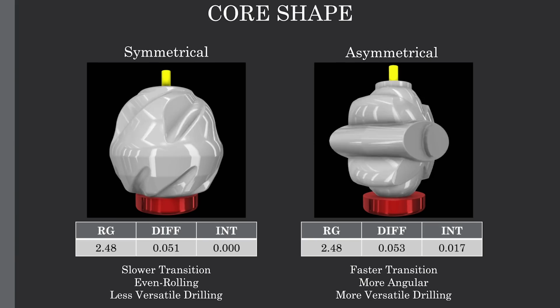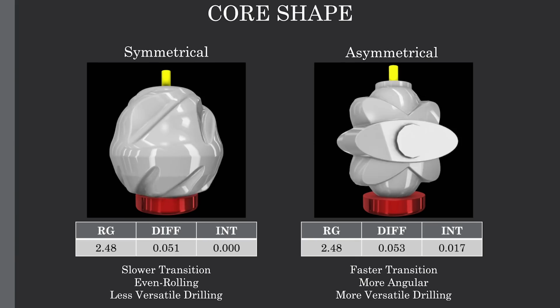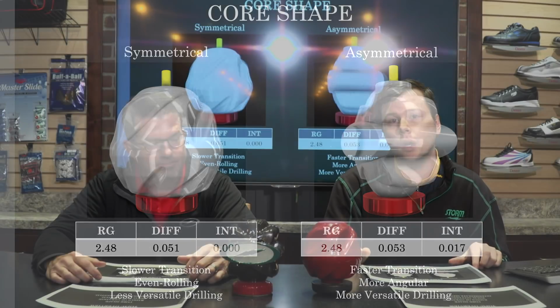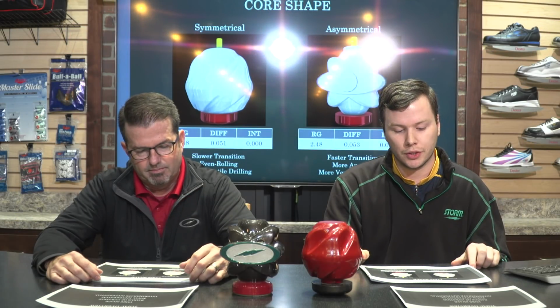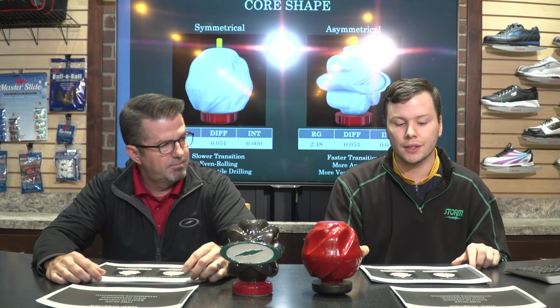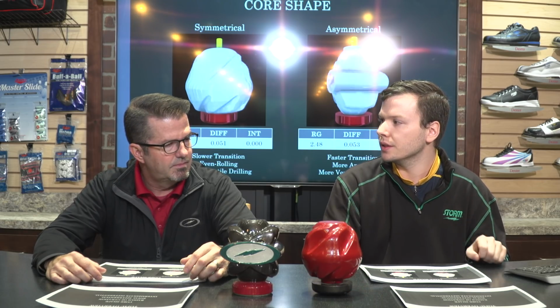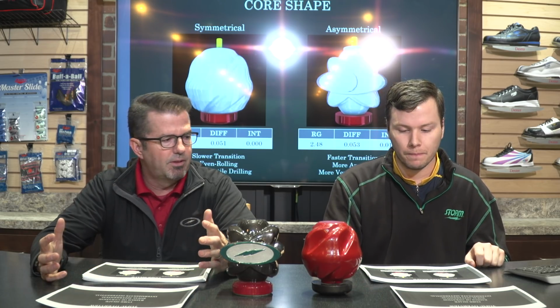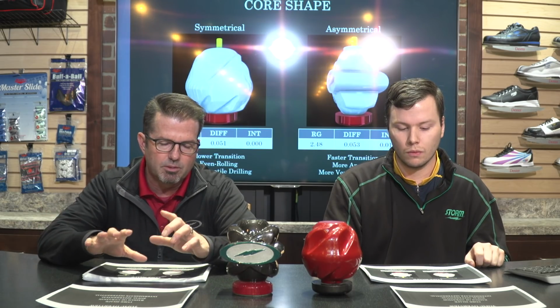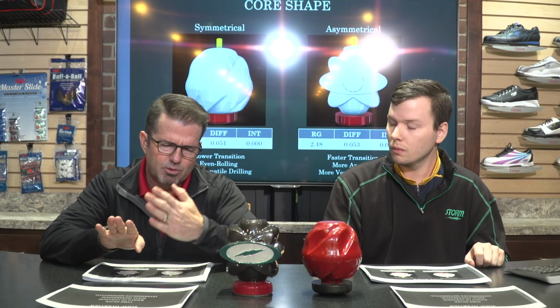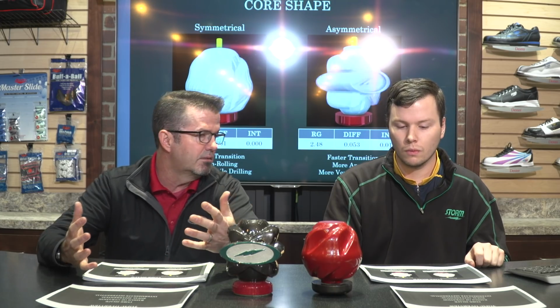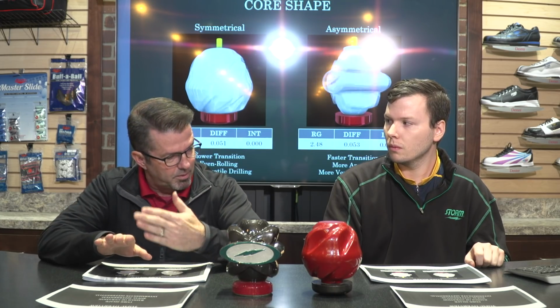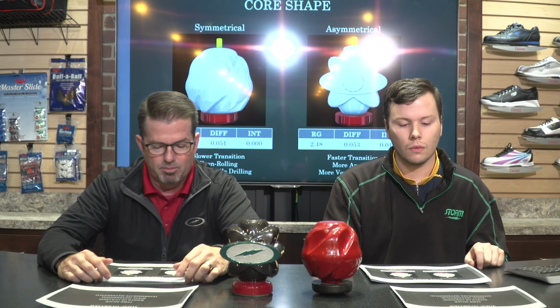Total differential can be anywhere from 0 to 0.060. So at 0.051, we have quite a bit of total differential. The higher that gets, the more imbalance there is in the core, and the more flare potential of the bowling ball. Bowlers, when you're looking at your ball and you see the multiple little track lines on the ball, the bigger the differential, the more possible track lines you can see on that bowling ball.